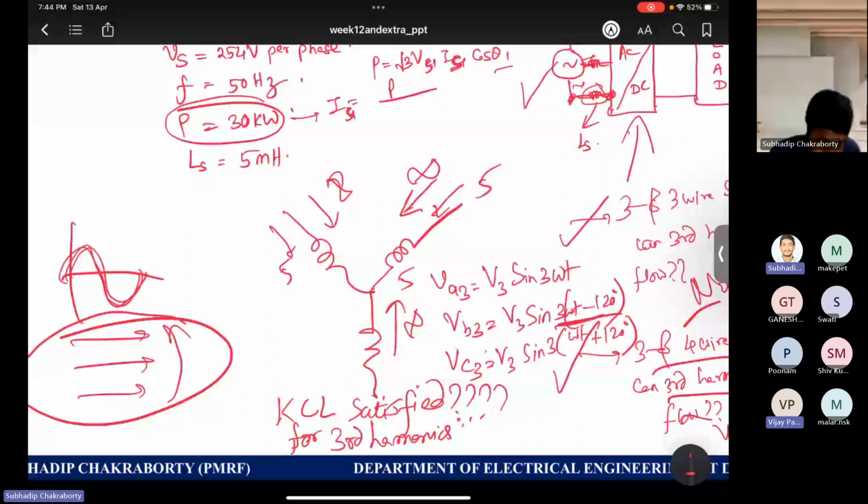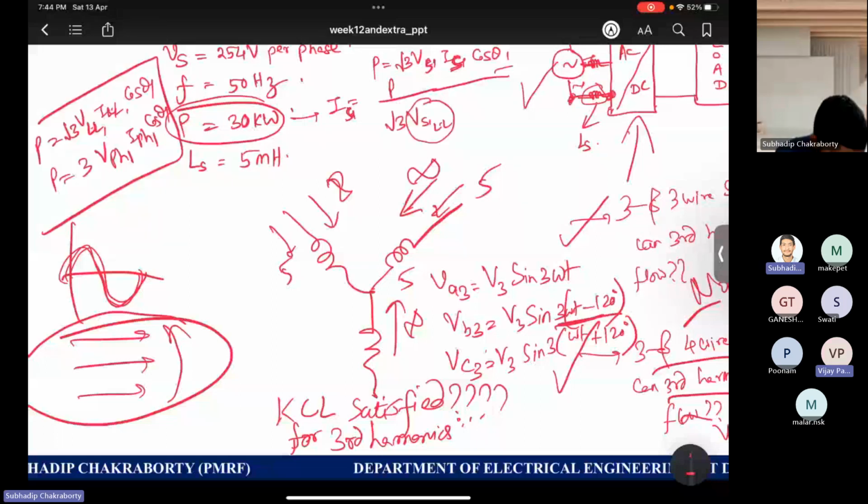So what is the answer coming? Can any one of you tell me the value of IS1? Just calculate and tell me. Cos phi 1 you know. Cos theta 1 is 1 because displacement power factor is given. This is displacement power factor, right?